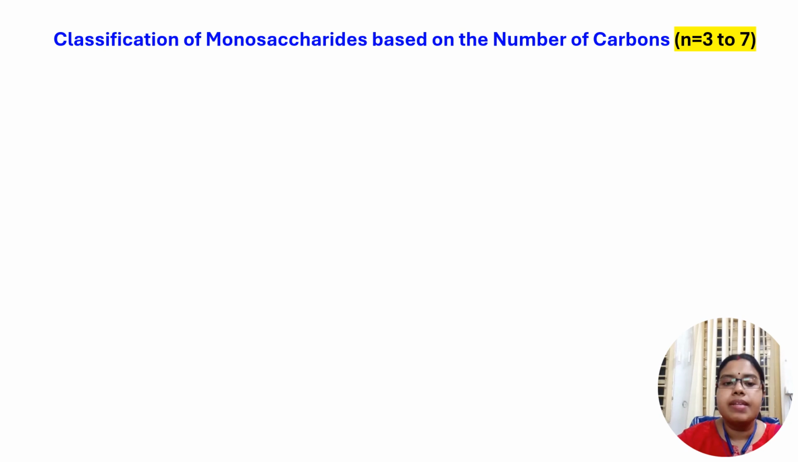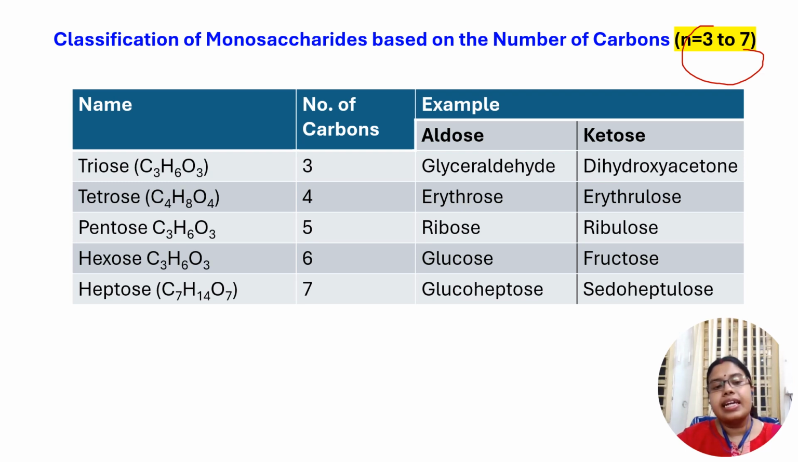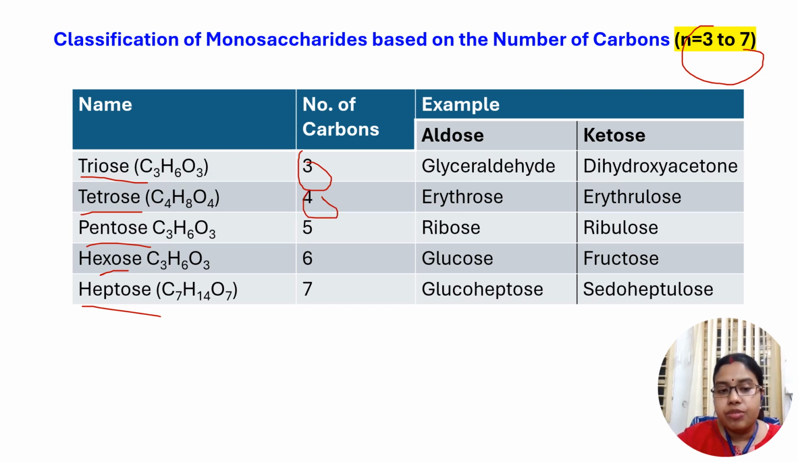The classification of monosaccharides is based on the number of carbons. We already said that in the monosaccharide, n should be 3 to 7. So according to the number, we can classify it into different sections like the triose family, tetrose family, pentose, hexose and heptose. If the number of carbons is 3, it is under the triose family. If the number of carbons is 4, then tetrose. Similarly, if it is 5, then pentose, 6, hexose and 7, heptose.